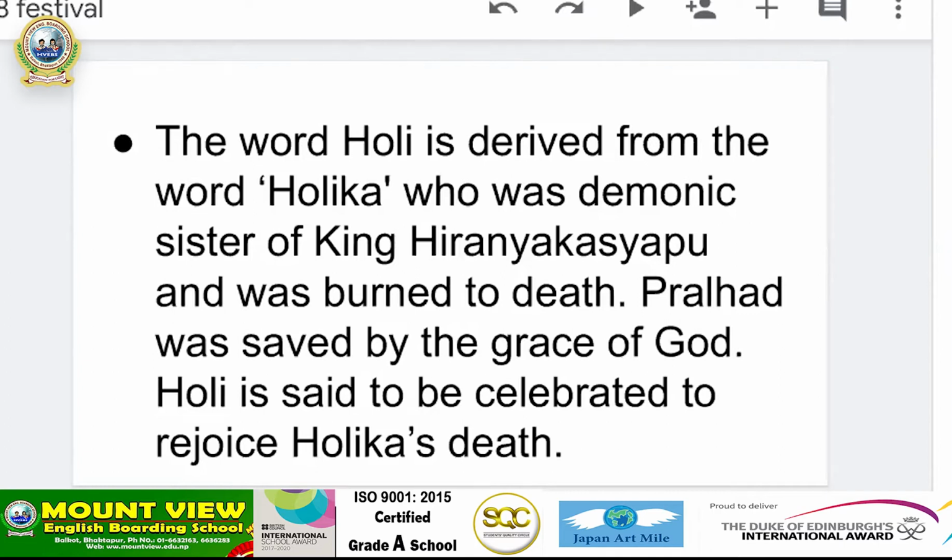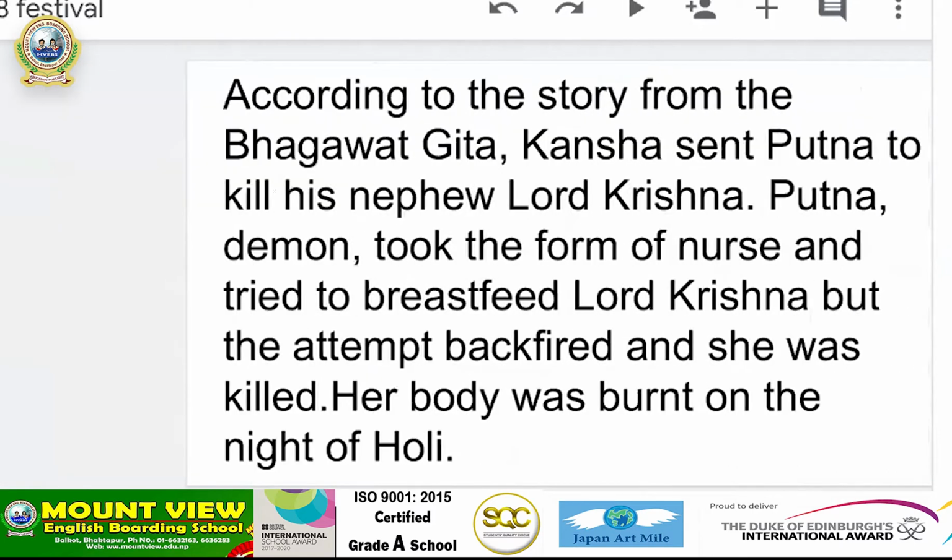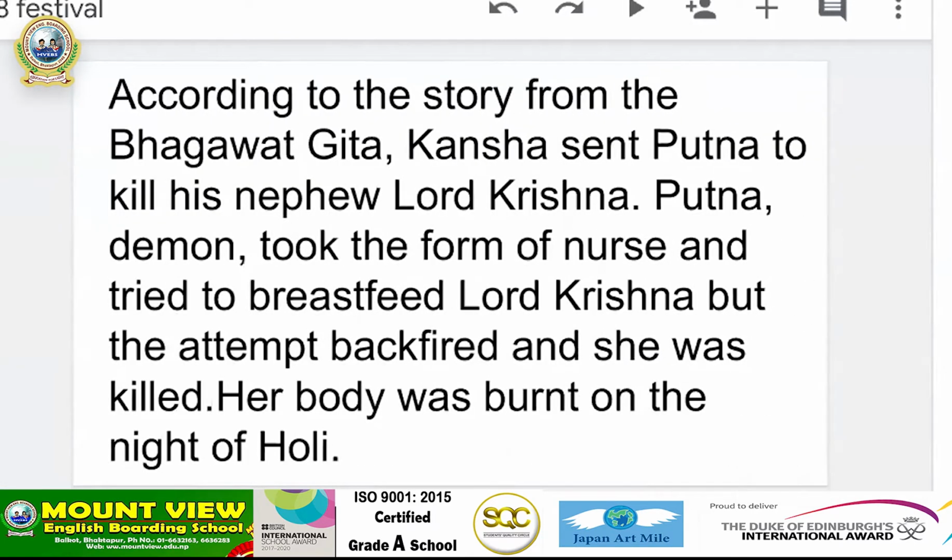And there is another belief, according to the Bhagavad Gita, which almost all of you know is about Lord Krishna. According to the story, Kansa sent Putna to kill his nephew, Lord Krishna. Okay, here Kansa is also like Hiranyakashipu.